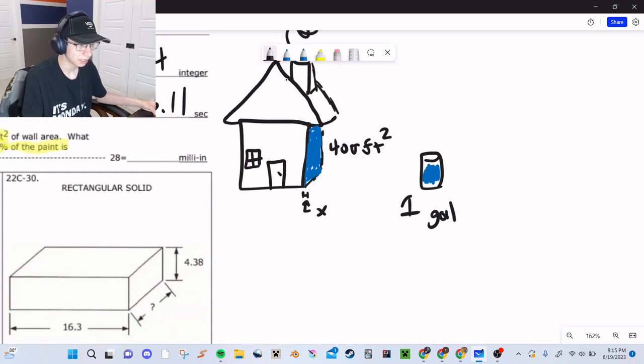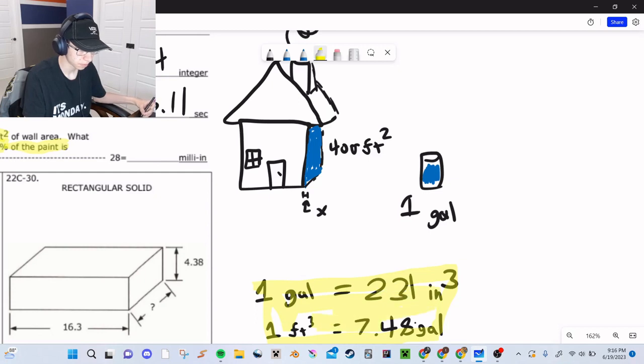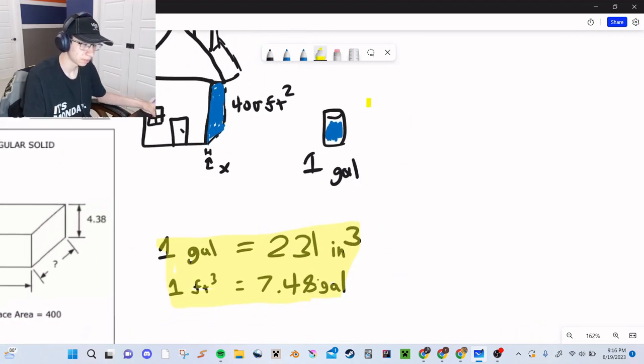So a gallon, this is another conversion you guys gotta memorize. 1 gallon is equal to 231 cubic inches, and also 1 cubic foot is equal to 7.48 gallons. So we're going to use this conversion. You could use either and you'll get the answer. We're going to use the second one to help us get the answer.